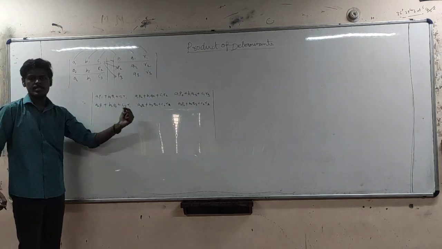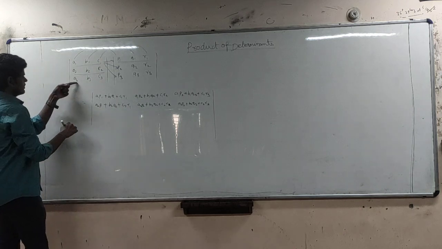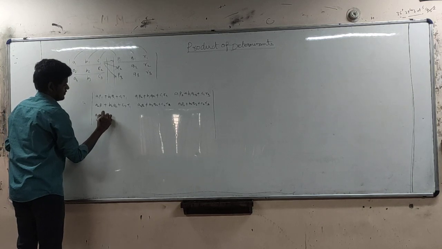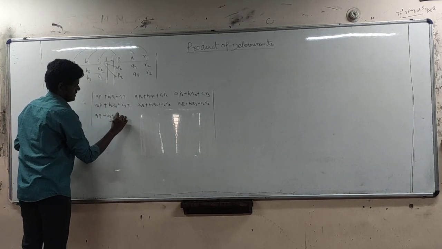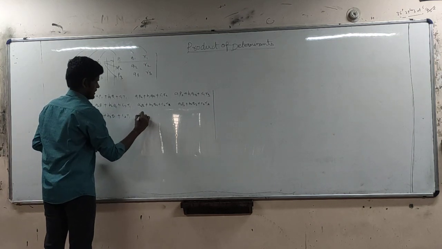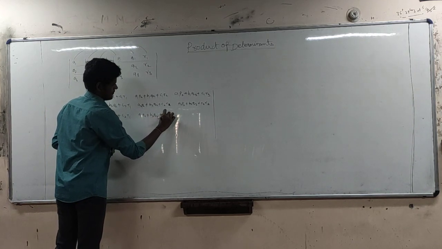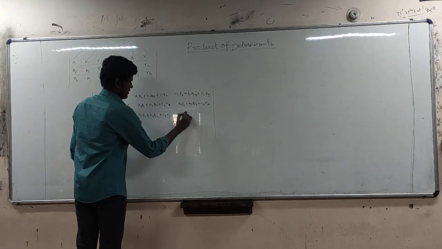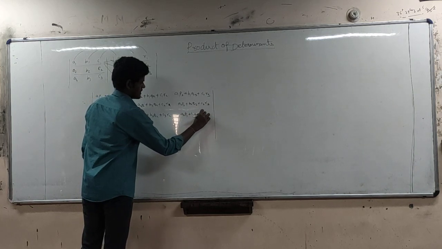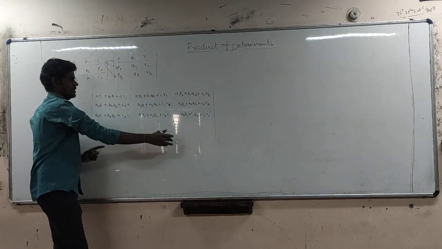You understand what I am saying here? Just write as it is. For the third row to first row, that is A3 P1 plus B3 Q1 plus C3 R1. Here A3 P2 plus B3 Q2 plus C3 R2. And A3 P3 plus B3 Q3 plus C3 R3. This is the value of the determinant.